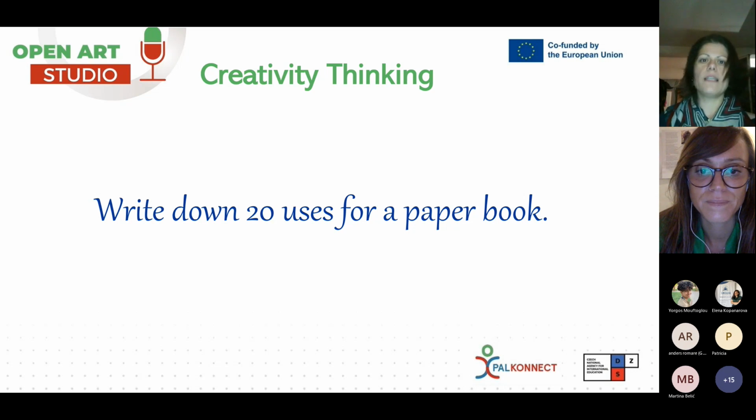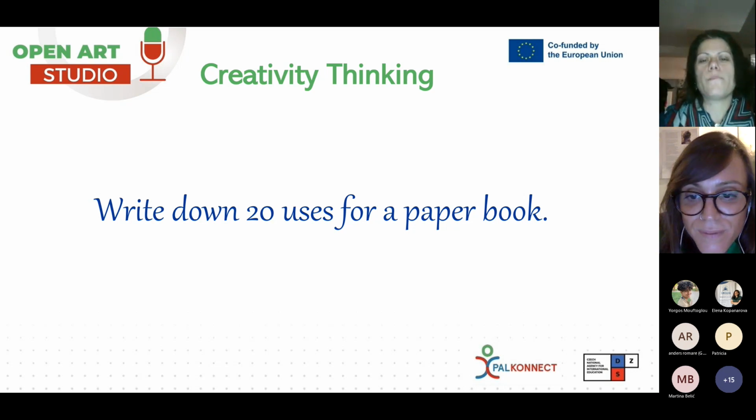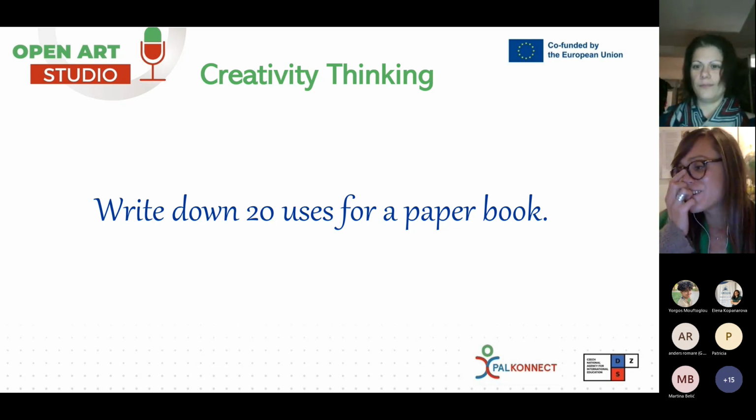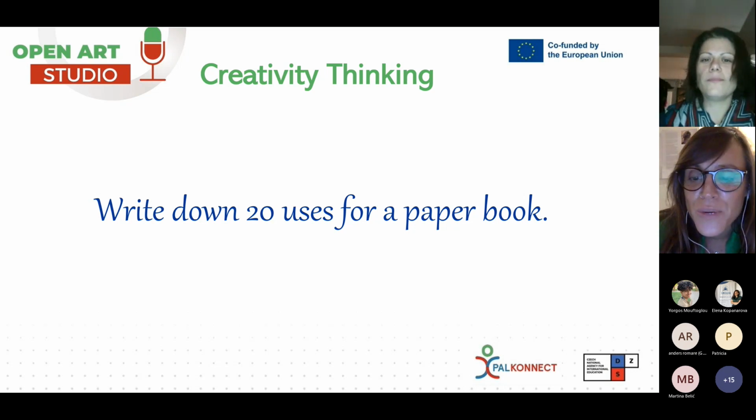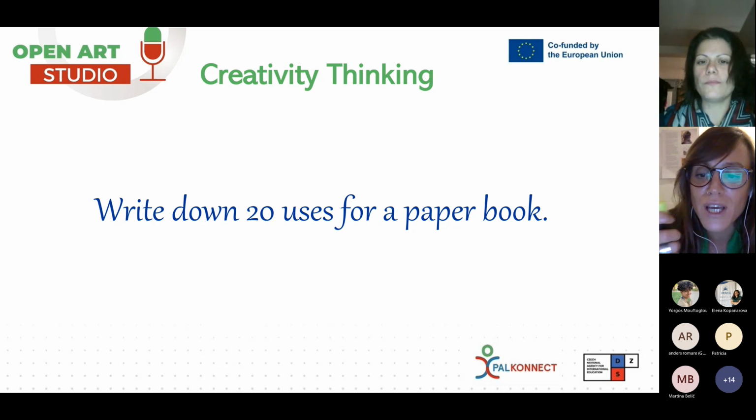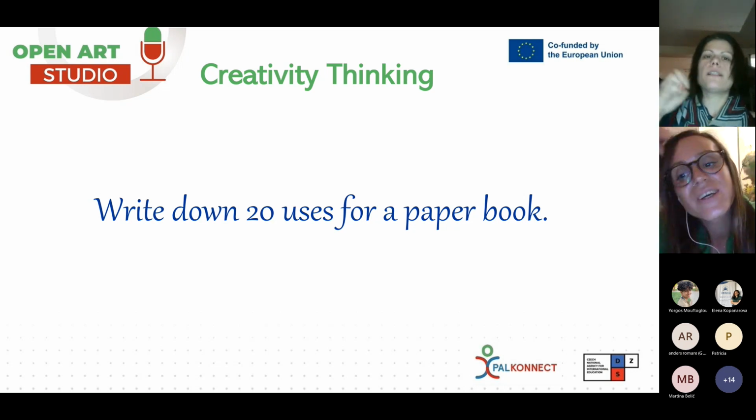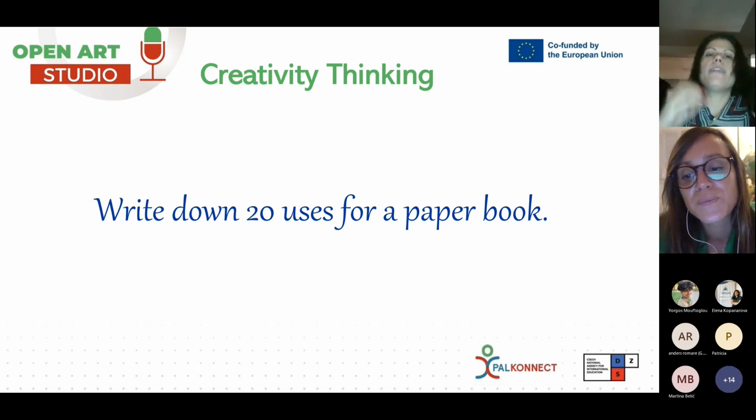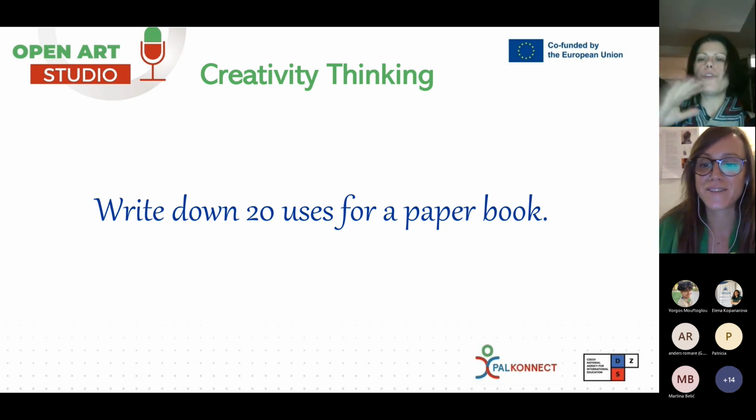So you have 5 minutes and you can write, let's take the paper book, so then we can collaborate on what are the ideas, and then we can move to the next. Time starts from now. Go. So you choose an object. You write down 10 different uses for a paper book or for another object.